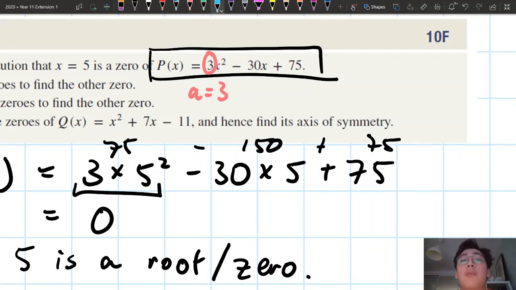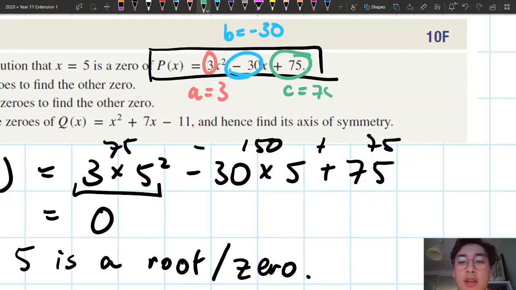Then let's have a look for b. b is my coefficient of my x term. So b is going to be negative 30. And the final part is c. c is just the constant term. Here, c is equal to 75.